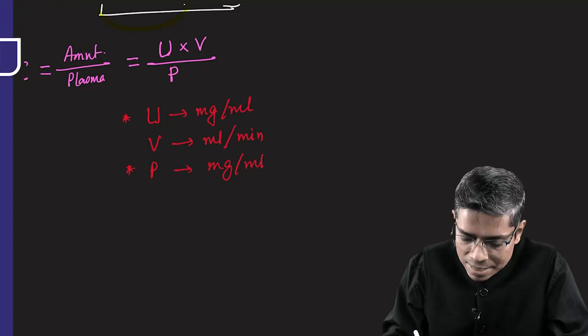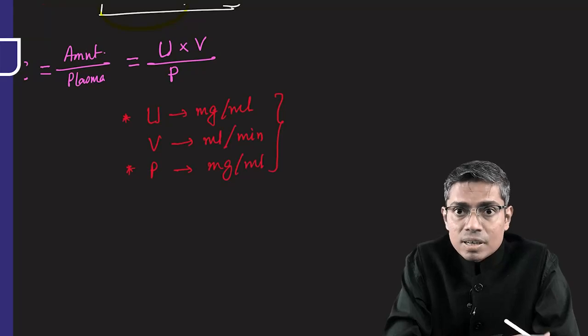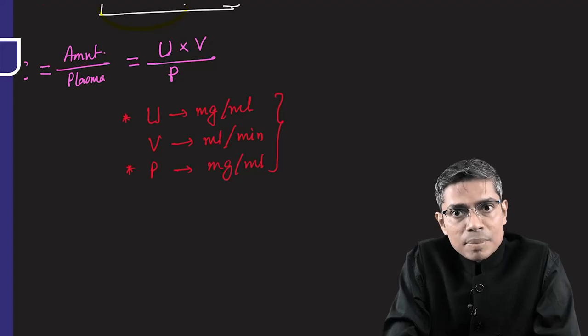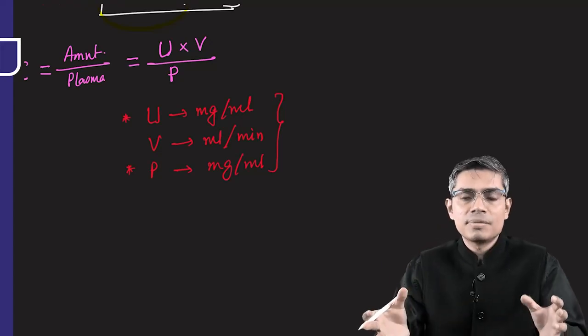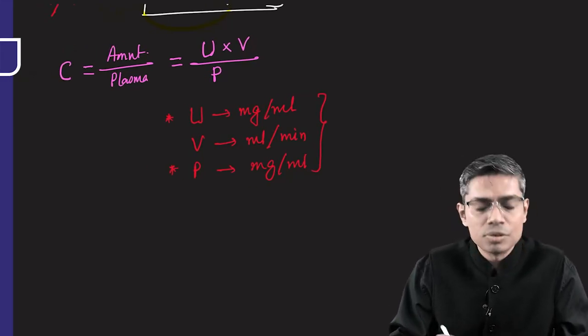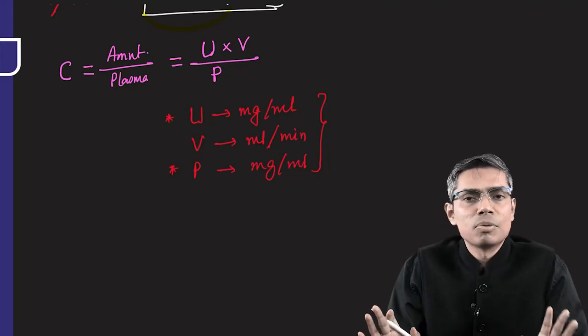So this way, if any question is given based on this formula, you have to first convert all these units into the same category, that is milligram per ml and ml per minute, and then put all these values into this formula. The formula is simple and I am 100% sure you all know it, that C is equal to UV by P. That is the formula of clearance.